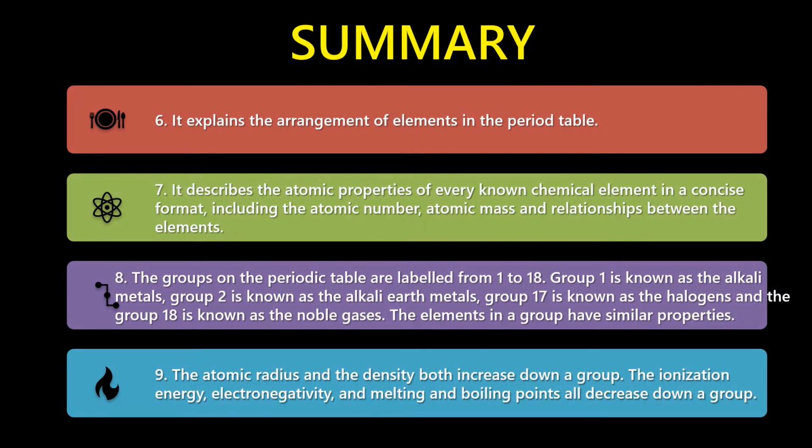The next is that it explains the arrangement of elements in the periodic table. 7. It describes the atomic properties of every known chemical element in a concise format, including the atomic number, atomic mass, and the relationship between the elements. 8. The groups on the periodic table are labeled from 1 to 18. Group 1 is known as the alkali metals, Group 2 is known as the alkaline earth metals, Group 17 is known as the halogens, and Group 18 is known as the noble gases.